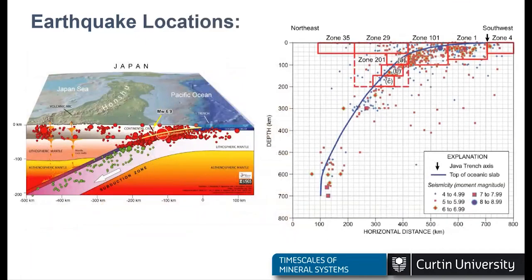So where earthquakes occur, mostly in subduction zones, once you've figured out where they are and you can locate their depth, you can plot them on diagrams like this. And often you see that they map out the subducting slab, with most of them occurring at shallow depths, right?